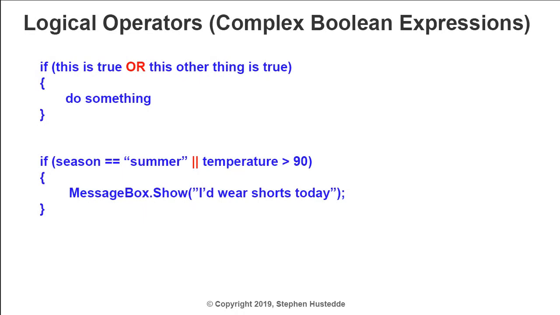Let's take a look at the or. We might have an expression that if this is true or this other thing is true, we want to do something. It doesn't matter which side of that expression is true, either Boolean 1 or Boolean 2. If one of those is true, we want to do something. So here's our example. If season equals summer, or temperature is greater than 90. Here in Arizona, we might have some spring days that are greater than 90, might have some fall days that are greater than 90. But if season is summer, or if the temperature is above 90, we want to show a message box that would say, I'd wear shorts today.